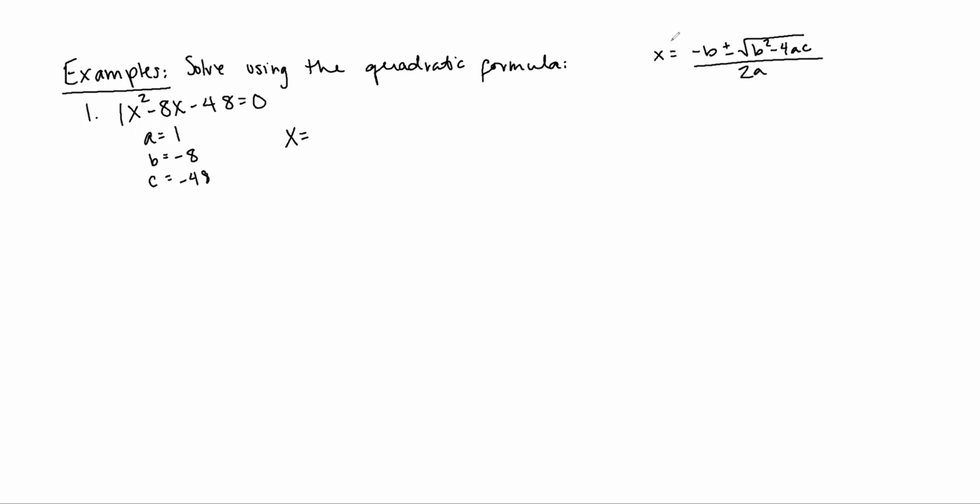So first things first, we're going to have the opposite of b. It's always going to be the opposite of what your b is. Ours is negative 8, so it'll be positive 8 plus or minus the square root of b squared. Now always make sure you put this in parentheses or square it straight away.